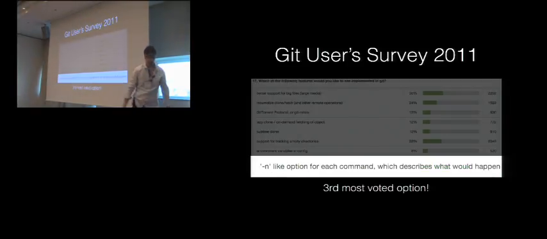Here's another question. This one is from the 2011 Git user survey. And the question is, which of the following features would you like to see implemented in Git? And the third most voted option is adding a -n flag for each command, which would describe what would happen if you were to actually execute that command. Okay? Kind of like doing a dry run of the command.